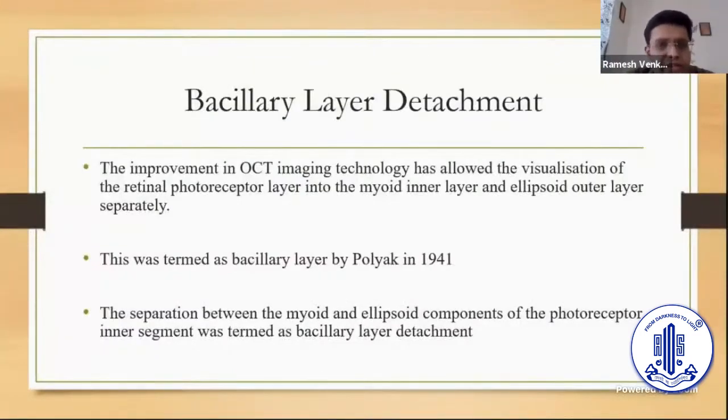Another interesting finding which we found in cases of blunt trauma is bacillary layer detachment. This is a terminology which I recently came across, and it is basically the improvement in OCT technology which allows us to visualize the split in the myoid inner layer and the ellipsoid outer layer. This term was described way back by Polyak in 1947, and it is basically a separation between the myoid and the ellipsoid components of the photoreceptor inner segment.